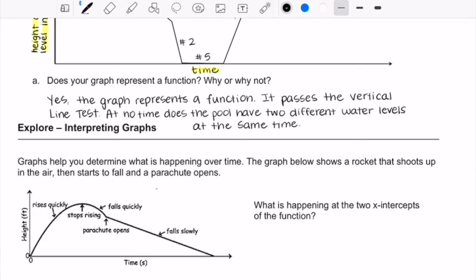Interpreting a graph also involves looking at a picture of a graph that's already been drawn for you and answering questions about the graph.